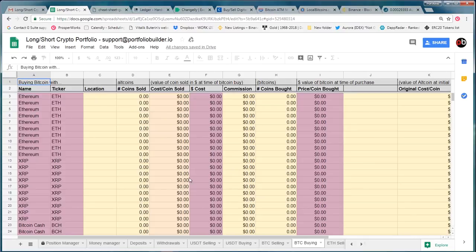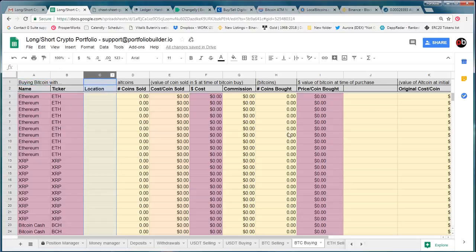Okay, so moving along, we'll go to the Bitcoin buying tab. This is where we're going to sell our altcoins to purchase Bitcoin back. And so now it's the same thing, location, column C. We don't touch these purple columns, those are automatically calculated. Column D is the number of altcoins sold. Column E, if you're real-time entering a trade, grab that real-time price of the altcoin and input it here. If you don't have it, don't worry, just leave it with zeros.